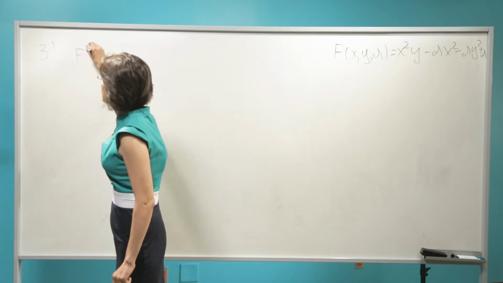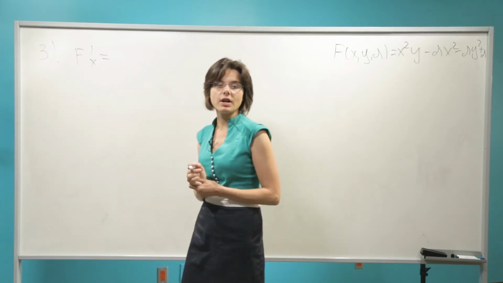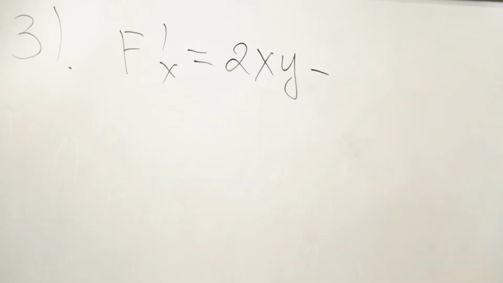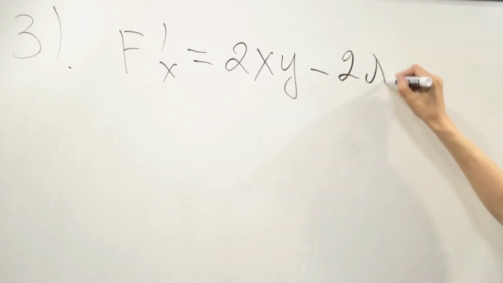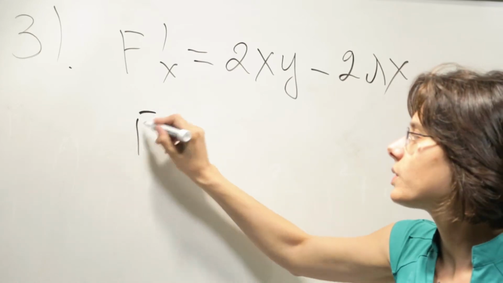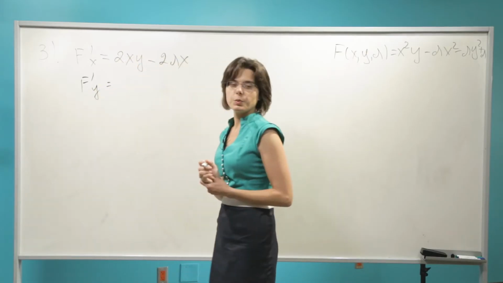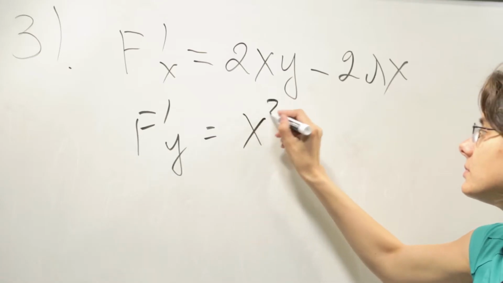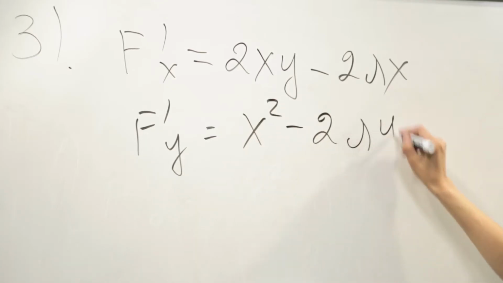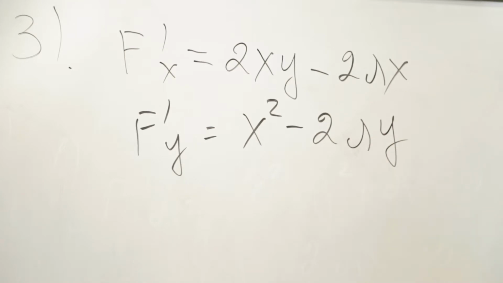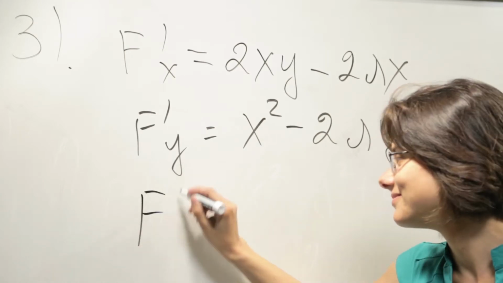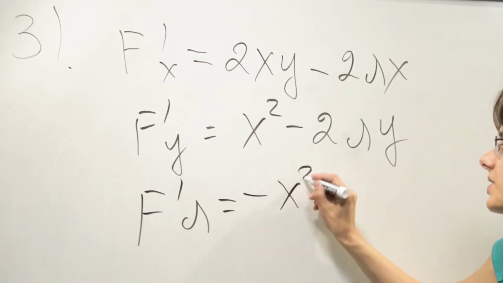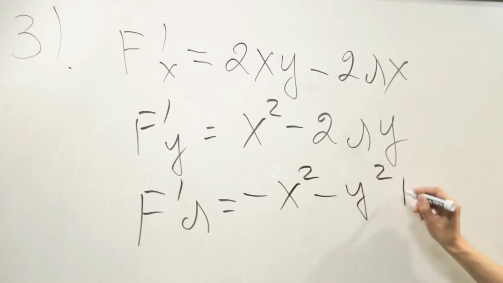So first we find the derivative over x. It will give us 2xy minus 2 lambda x. The derivative over y would give x squared minus 2 lambda y. And finally, the derivative over lambda would give us minus x squared minus y squared plus 1.